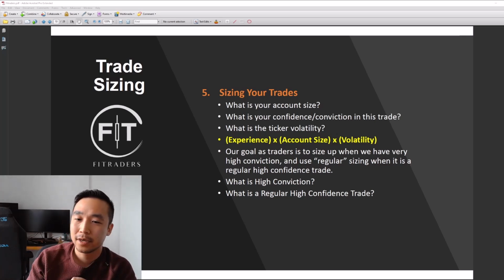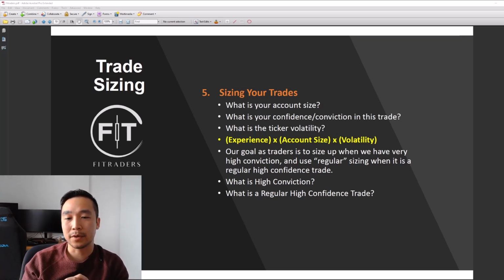So I think with all those things, you've got to figure out your experience level, your account size, and the volatility of the underlying ticker. Those are the three things you should consider when sizing up for a trade.